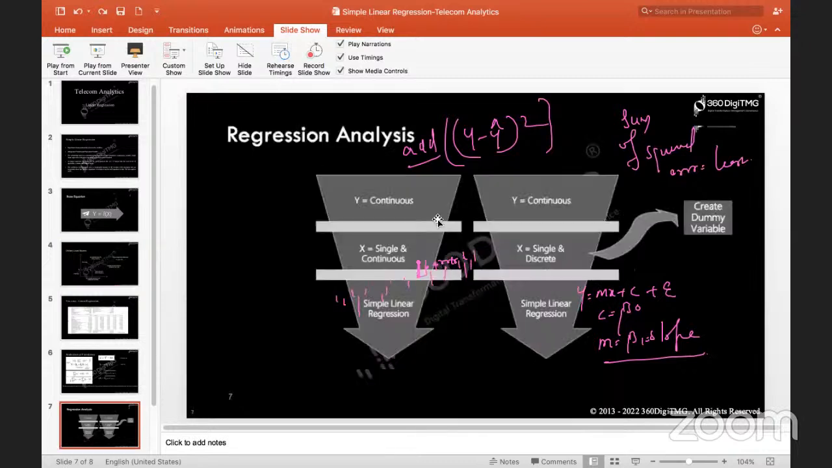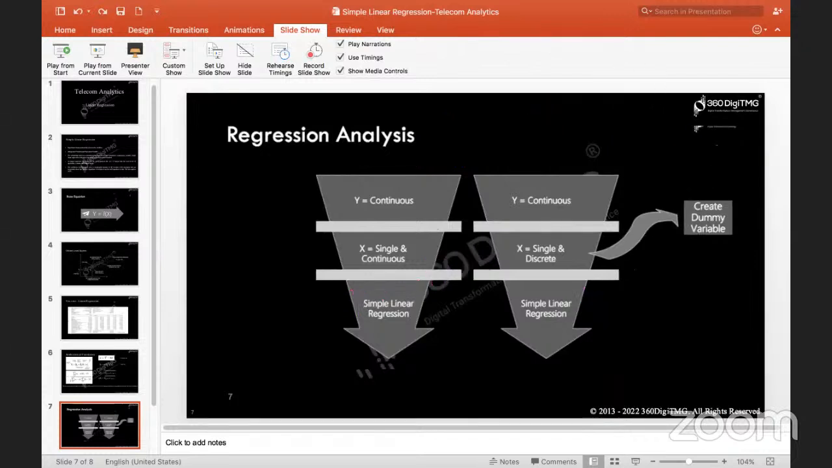But what if you have more variables? If you have only one, single and continuous, you go for simple linear regression. If you have x1, x2, x3, you call it multiple linear regression. So multiple linear regression means more variables. If you have any values which are discrete, like a gender column, you can convert it by using dummy variables. So this is what we can see here.